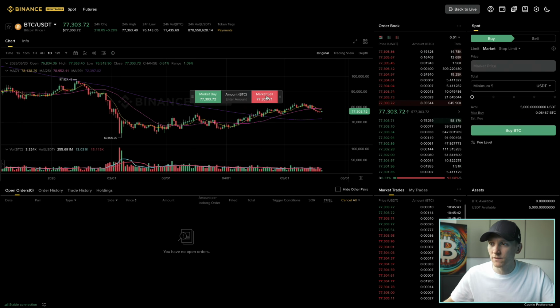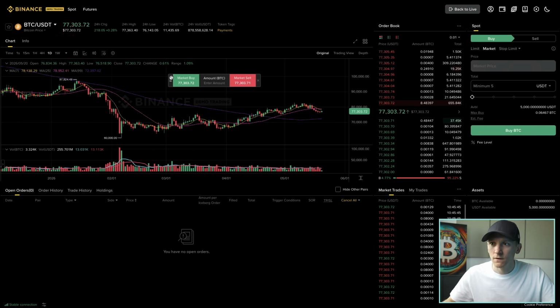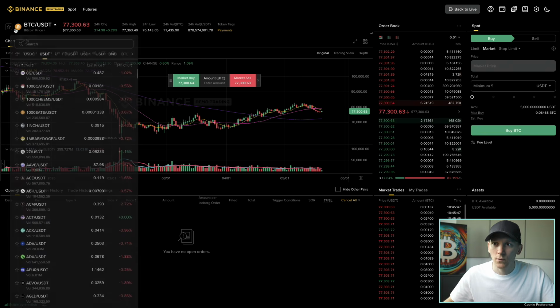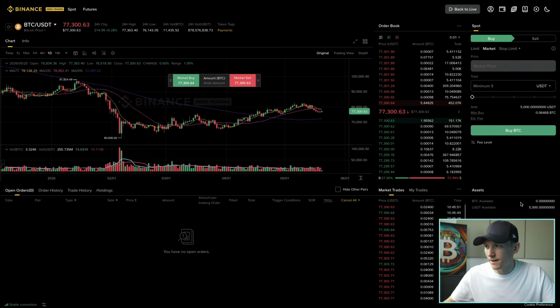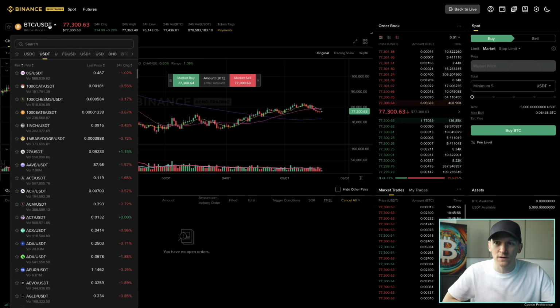So let's go over the spot trading page here. Firstly, with spot trading, we have the asset pair that we're looking at. So you can see that Binance gives us 5,000 USDT to trade with. USDT is a US dollar stablecoin, so just think of it as US dollars. So we have $5,000 here.